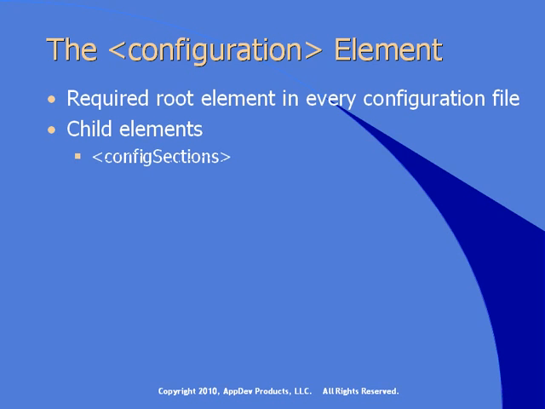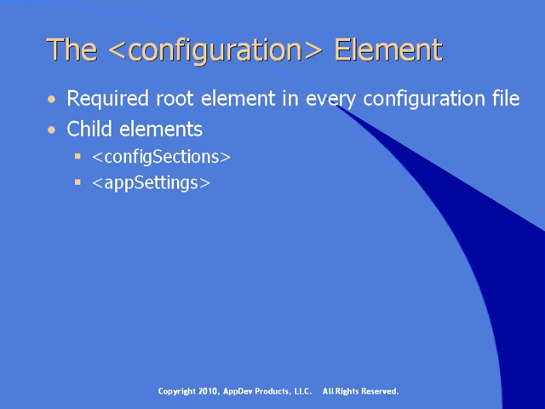The config sections element exists primarily in the machine.config file, where it defines the sections and section groups that appear there and in all child configuration files. The .NET Framework makes heavy use of these different config sections to give you standardized access to various settings.